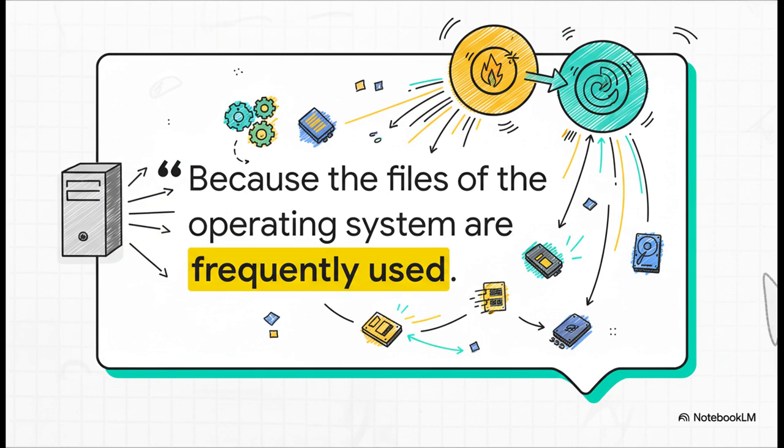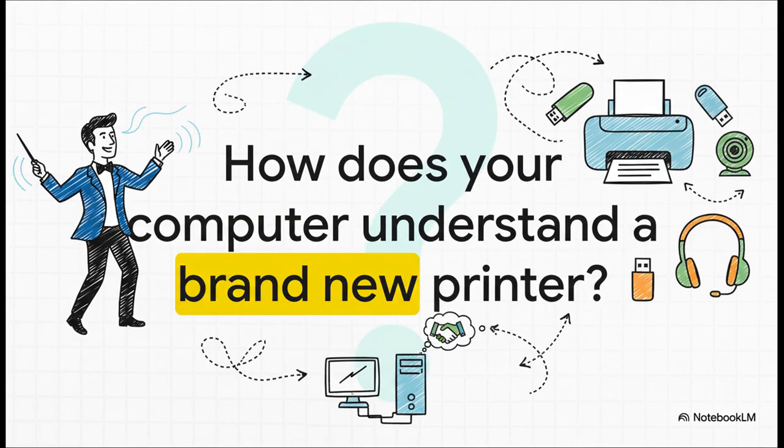So putting those files on the fastest drive just makes the entire system feel snappier and more responsive. It's a small choice with a huge impact. But the OS isn't a solo act. It's got helpers. And think about this for a second. You go out, you buy a brand new printer, you plug it into your computer, a device your computer has literally never seen before. How does the OS, our conductor, suddenly know how to direct this new musician?